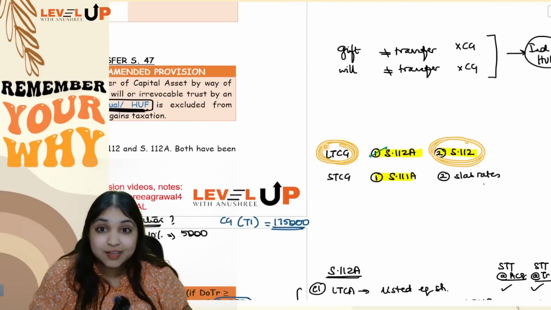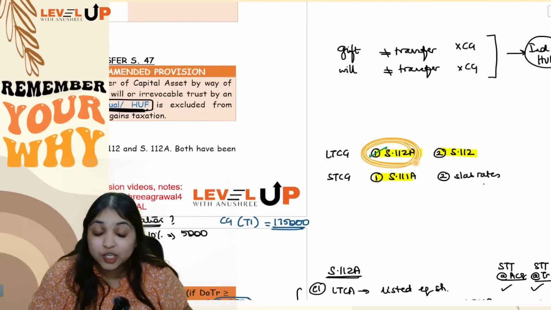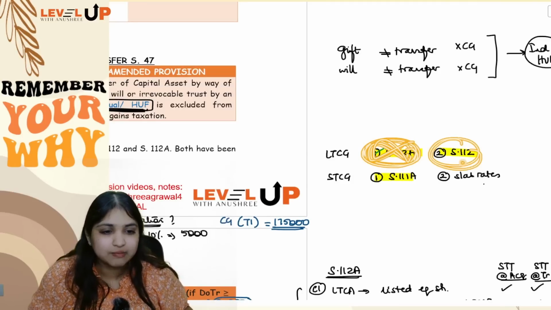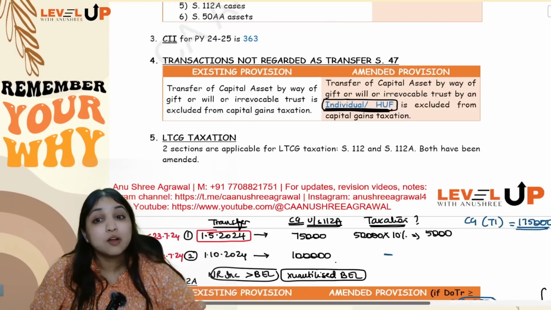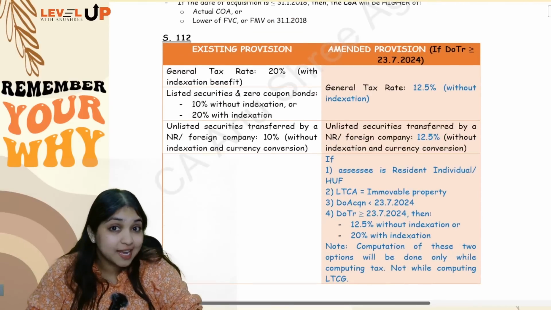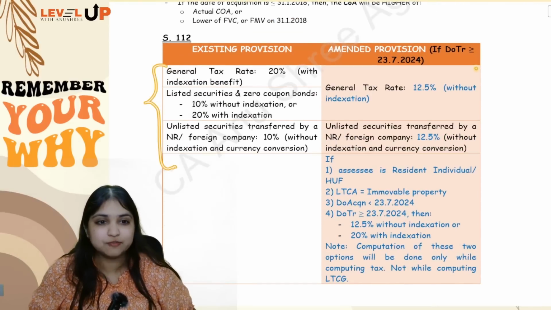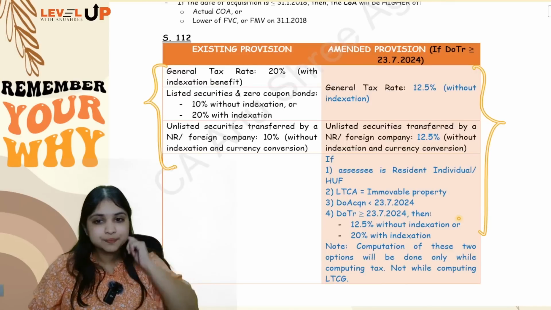If assessee is having LTCG, we first try to fit it under 112V, guys. If it doesn't fit under 112V, we put it under 112. Now, even in 112, just like how I taught you 112A, let's see what is the existing provision first. Then only we will see the amended provision.